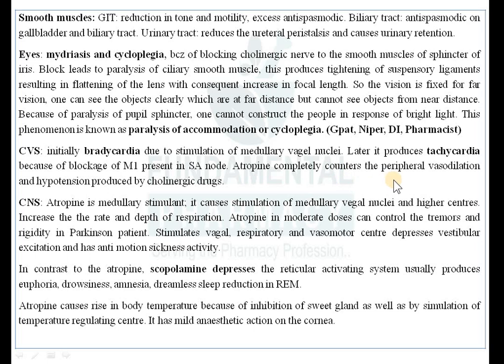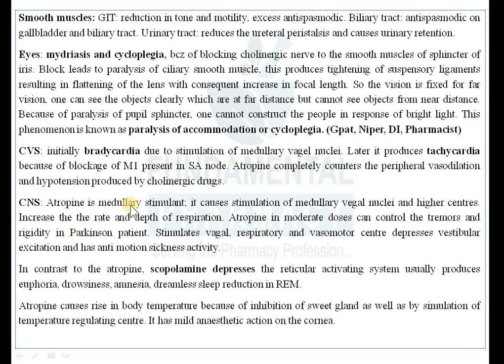Atropine completely counters the peripheral vasodilation and hypotension produced by cholinergic drugs. Now what happens, the cholinergic drugs, direct acting or indirect acting, will produce peripheral vasodilation and hypotension. Now atropine can counteract this. If atropine is given, they will not be able to produce this peripheral vasodilation, so that is why atropine is a muscarinic blocker.